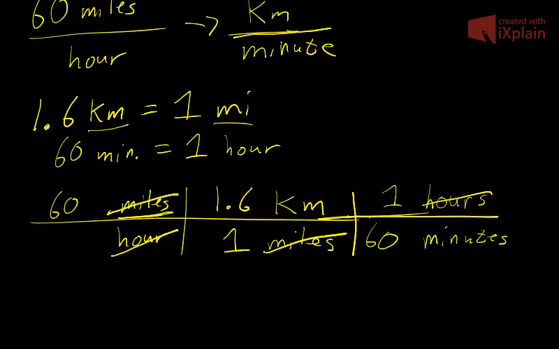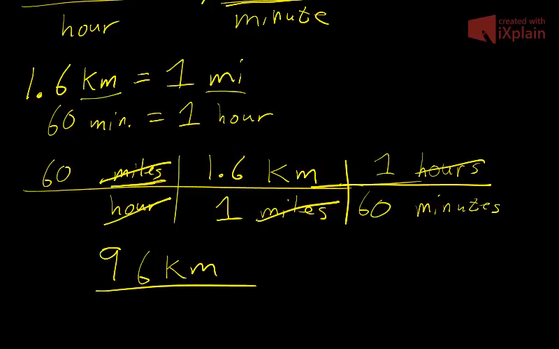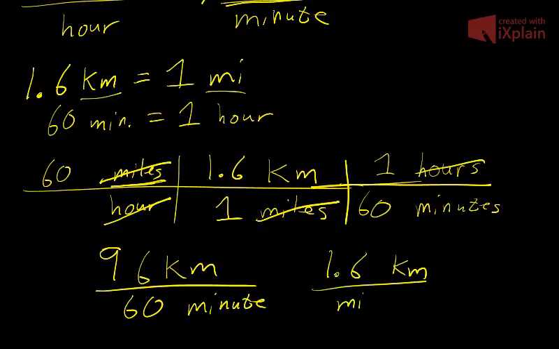60 times 1.6 is going to be, I believe, 96 kilometers, because I have the kilometers on top, divided by 60 minutes. I'm sorry, I don't want to forget that. I can do 96 divided by 60, which will give me 1.6 kilometers per minute.